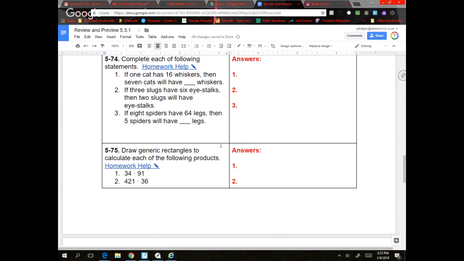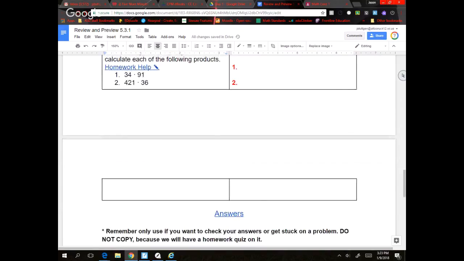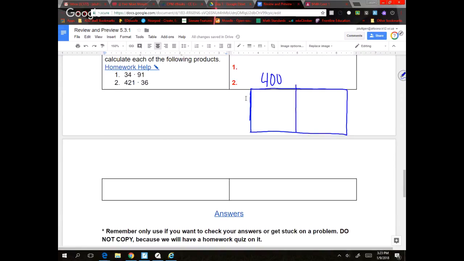Last one, generic rectangles. I'm only going to do one of them since you solve them both the same exact way. I'll let you solve the first one. I'll do the second one just because it's a 3-digit by 2-digit number. Really, they're done the same exact way. So here is my beautiful rectangle. Remember, we break it up by place value. I have 400 plus 20 plus 1. And then over here, I got my 30. Draw straight across. And then plus 6. And I know I made this row a little bit too big, but that's okay.